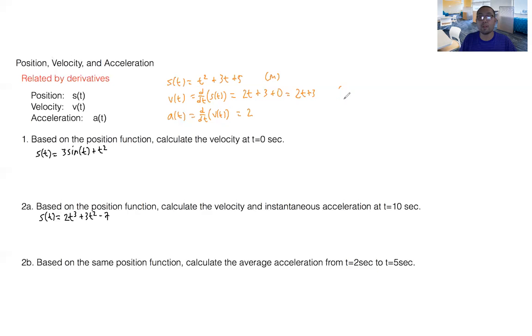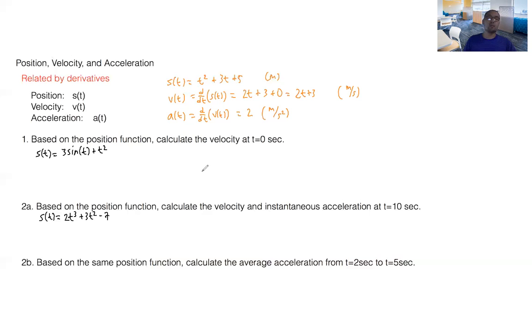In terms of units, velocity is meters per second in this case, and acceleration would be meters per second squared. For those of you who know about gravity, you know. And so this is the concept: just taking one derivative to go from position to velocity, and taking another derivative to go from velocity to acceleration. So let's see how this stuff works in terms of problems.